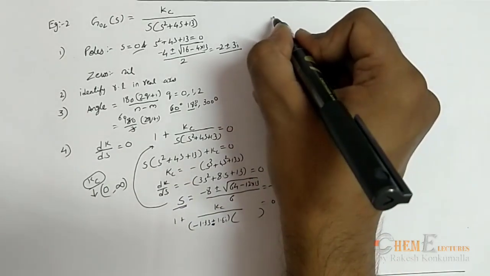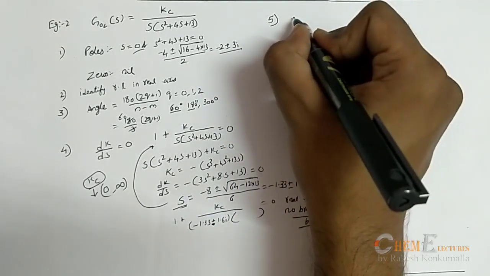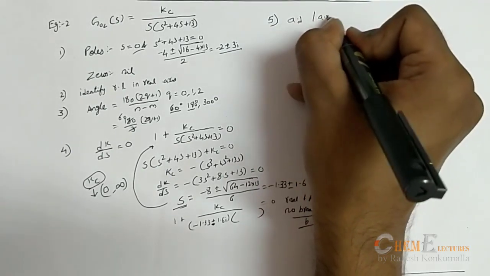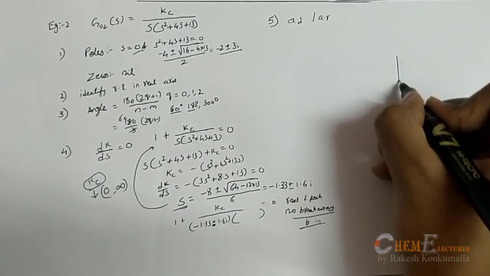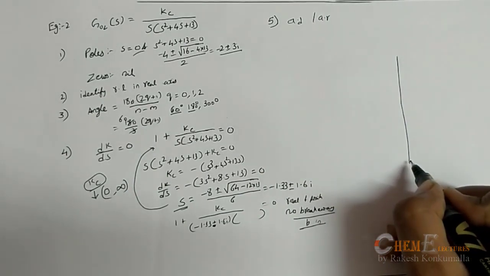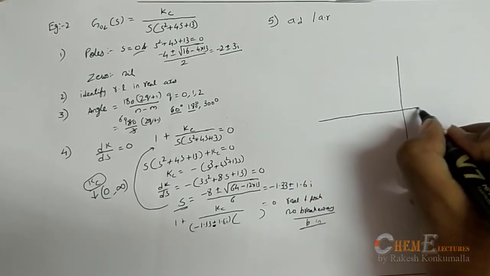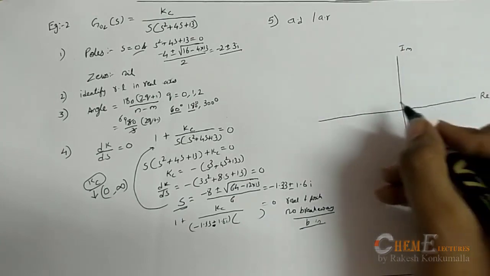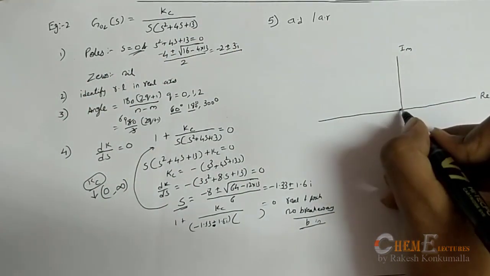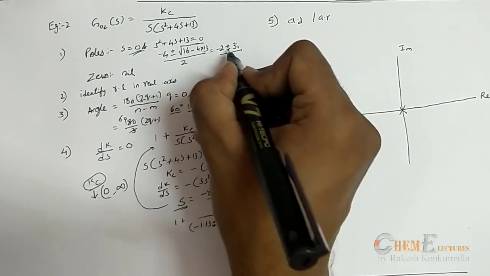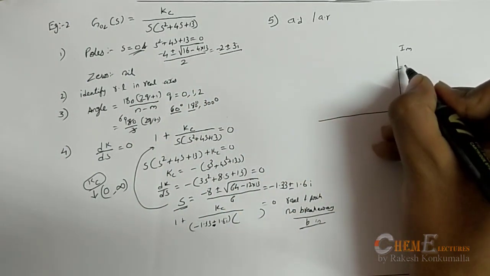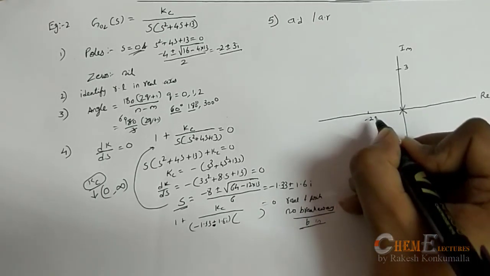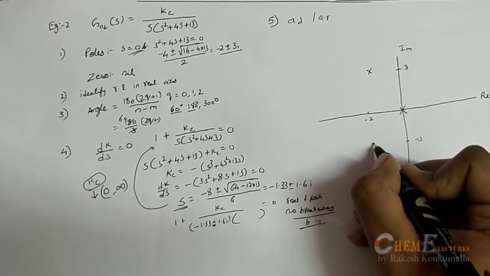Now coming to my fifth step, that is angle of departure and angle of arrival. These two I need to find. Let me draw a root loci diagram with real axis and an imaginary axis. Now I will draw my poles. I will locate s is equal to 0, then minus 2 plus 3i, that will be, we take it as 3, minus 3, minus 2. Then this will be my second pole, this will be my third pole.